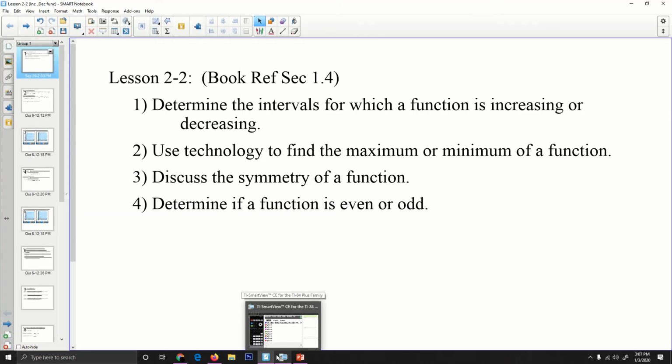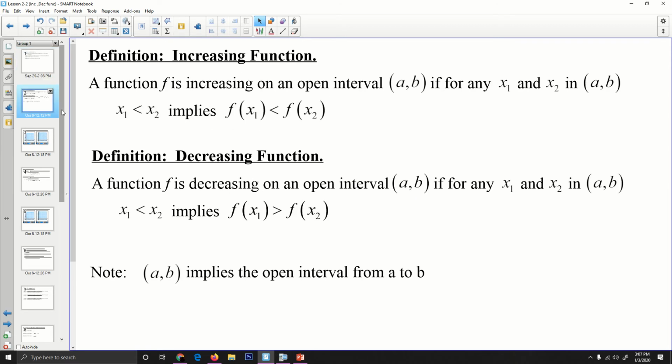Today we're going to determine the intervals for which a function is increasing or decreasing. We're going to use the terminology to find a maximum or a minimum of a function. We're going to discuss some symmetry of a function, and then we're going to determine if a function is even or odd. So let's have some definitions of what that is.